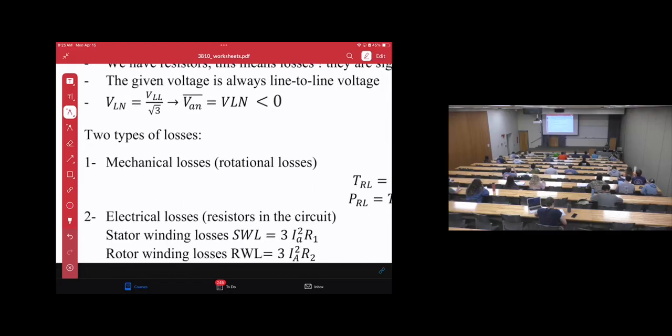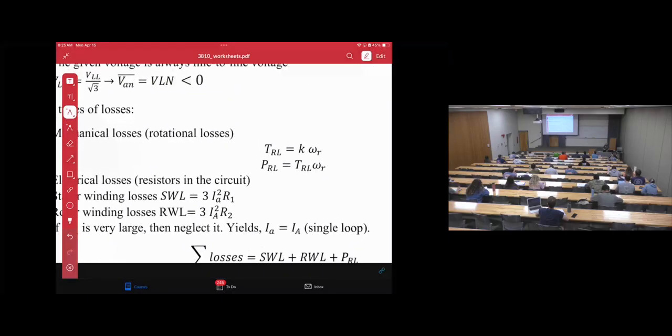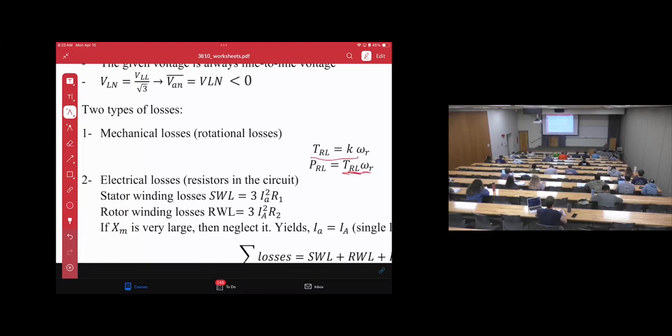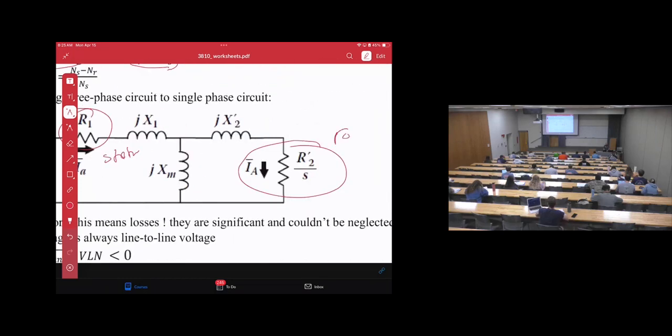Then for the losses, again, we have mechanical losses and electrical losses. Mechanical losses because of the rotational losses, so we know the torque is K times omega R. Then in order to convert the torque to power, we multiply the rotational torque by omega R. So now we have the power losses regarding the rotation. Again, this is mechanical. Then we have electrical: we have two R's, the stator R1 and R2 for the rotor.